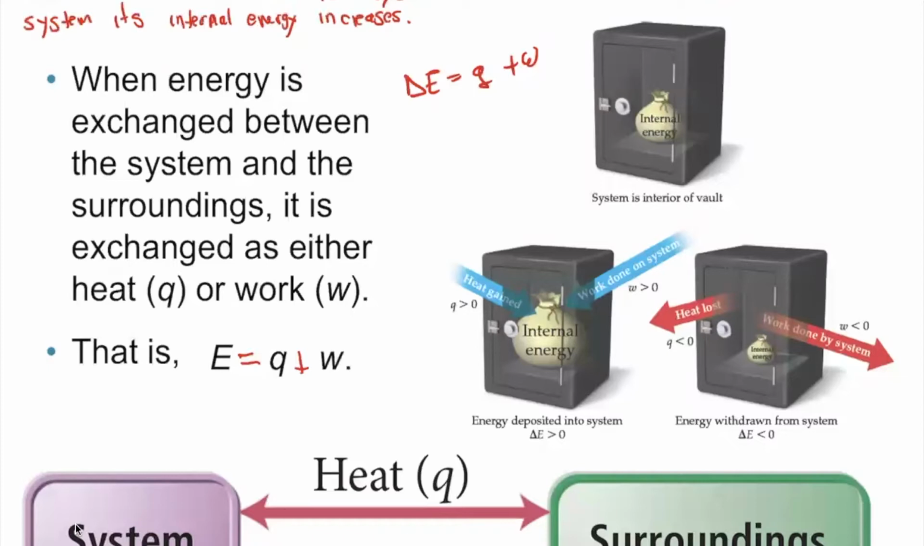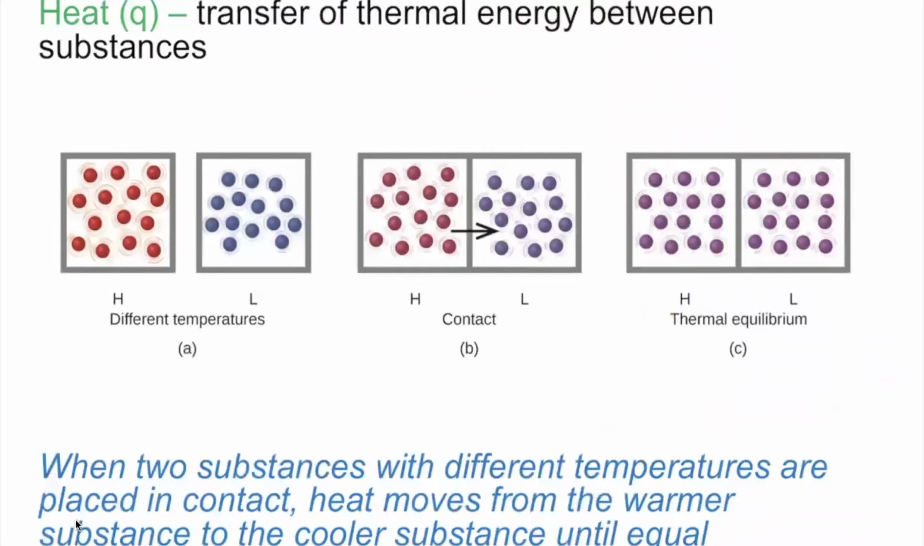So therefore, when the heat is transferred to the system from the surrounding, Q is going to be a positive value. And we're going to get into that a little bit more. So Q is a transfer of thermal energy between substances. Notice here we have two substances, one is hot and one is cold. They are separated. When they come in contact, heat is always going to flow from the warmer substance to the cooler substance until equilibrium is reached.